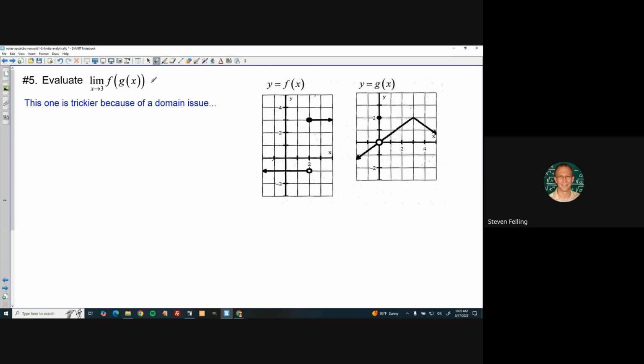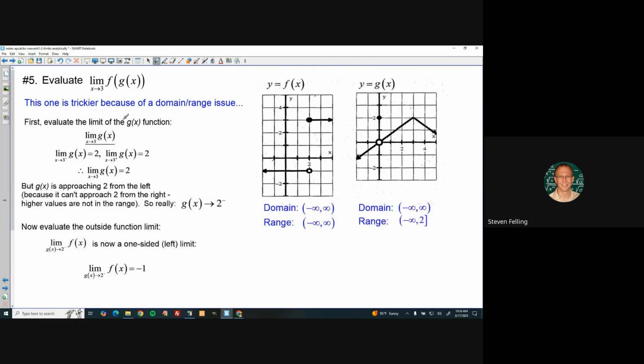And that means that property says we can say this is f of the limit as x approaches 3 of g of x. Okay. So what we're going to do is first figure out what this is. Let me write that again. This is f of the limit as x approaches 3 of g of x. Let's work on that limit. What happens as x approaches 3 of g of x?